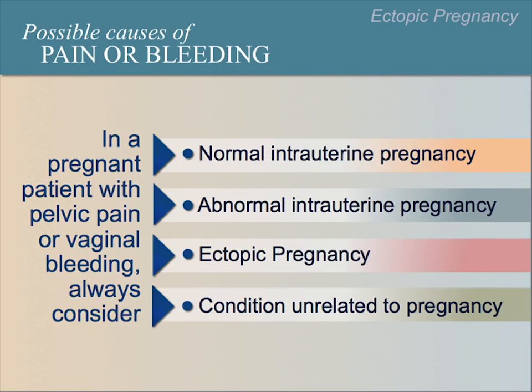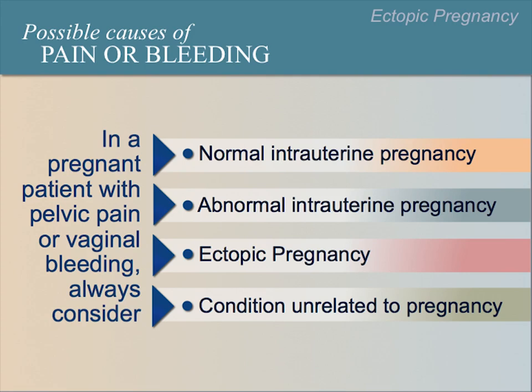Pelvic pain and bleeding can have several causes. The 4 main conditions you should consider include a normal intrauterine pregnancy, an abnormal intrauterine pregnancy, an ectopic pregnancy, or a condition unrelated to pregnancy. For example, cervical polyps, a cervical precancer or cancer, and infections may also cause vaginal bleeding during pregnancy.